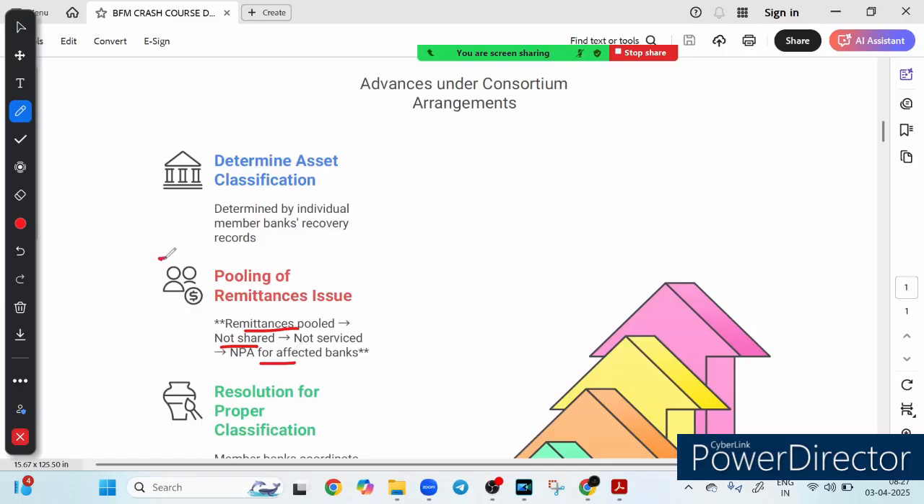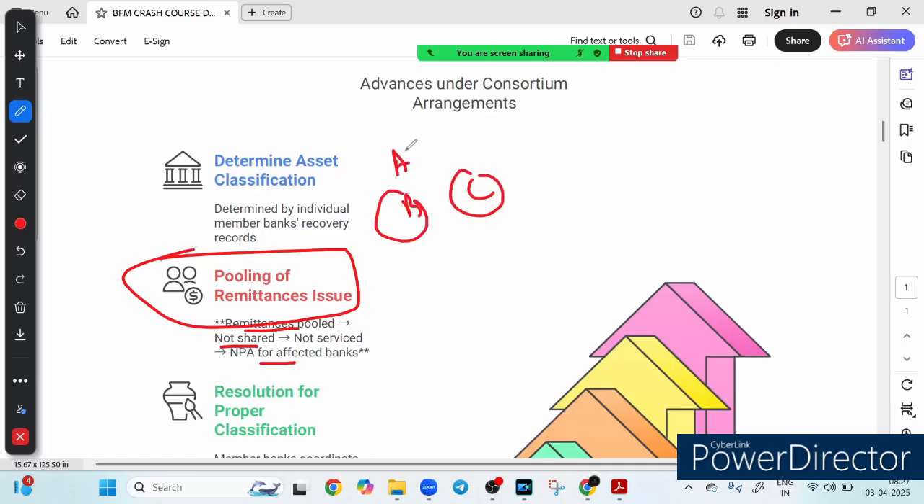I have discussed this pooling process in detail. Let me give you one example. Suppose three banks are there, A, B and C. A is the lead bank, and suppose this is the borrower. The borrower makes payment to the lead bank, but suppose A did not pay to bank B or A did not pay to bank C.